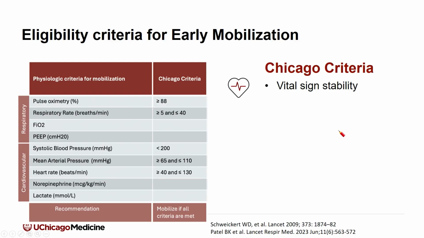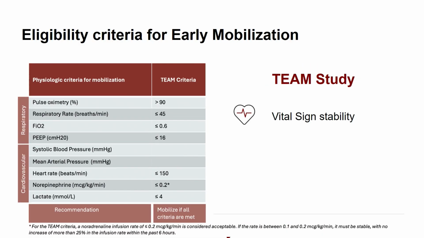So when you look at the criteria to start mobilization as defined in these clinical trials, the trials done out of University of Chicago use primarily vital sign stability. So the patient had to have adequate saturation, adequate blood pressure, and heart rate in order to engage in out-of-bed activity, and there was no limitation on how much organ support that the patient had to have in order to initiate their first session. If you contrast that to the TEAM study, they included vital sign stability, but they also put guardrails on how much organ support the patient could be on.